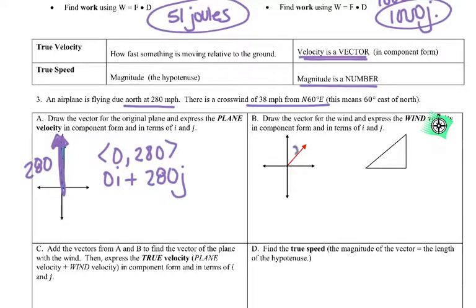The wind, crosswind, 38 miles per hour, N60E. So this is 38. And remember, never eat soggy waffles. Just don't do it. Never eat soggy waffles. This you have to understand.